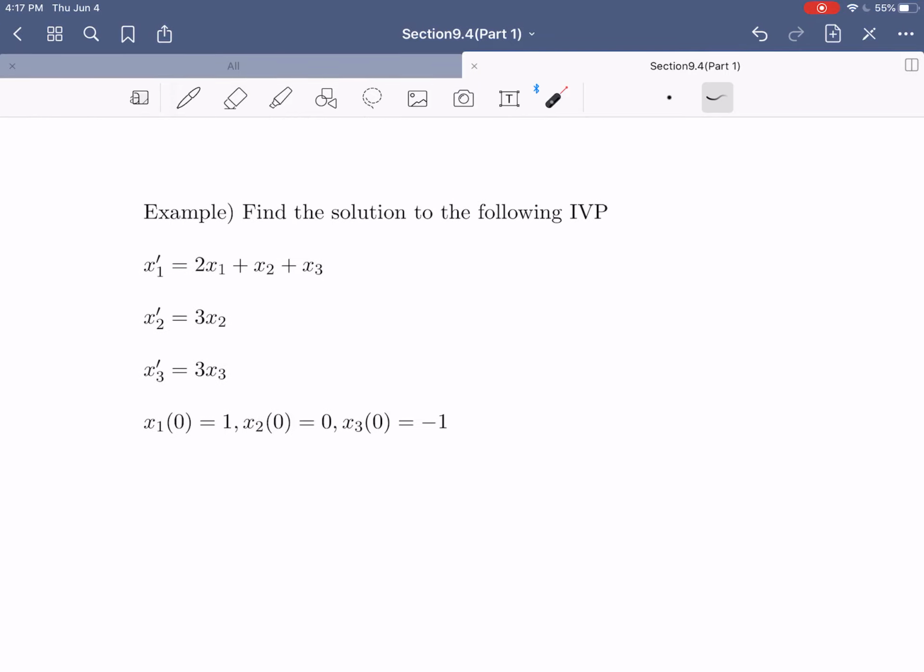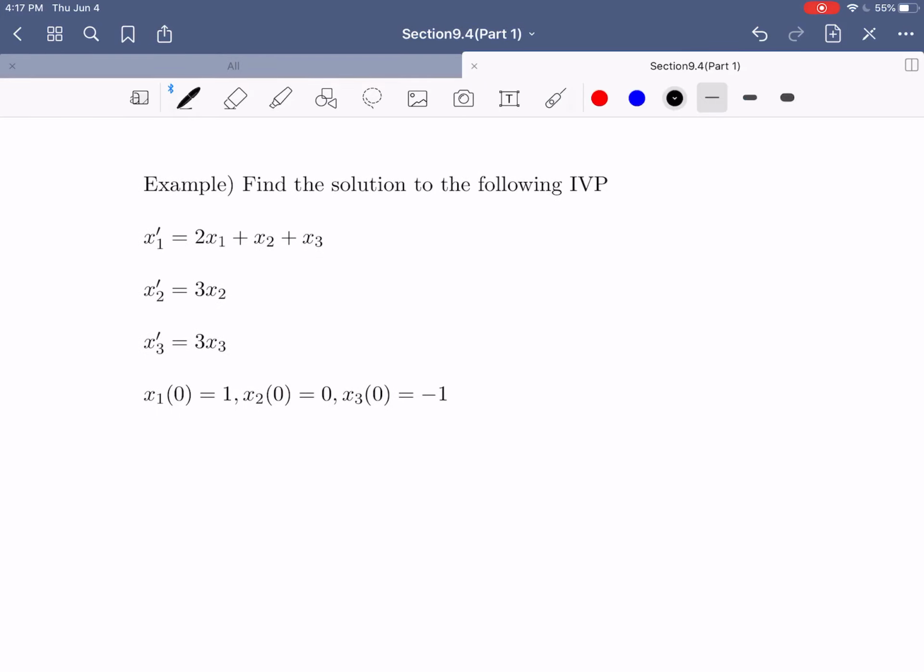All right, we're going to try to find the unique solution to the following IVP. So we've got this constant coefficient system of differential equations, and we've got this initial condition. Just as always, we're going to ignore the initial condition at the beginning, figure out the general solution, and then figure out the appropriate c1, c2, c3 with this initial condition. So let's start by trying to find the general solution.